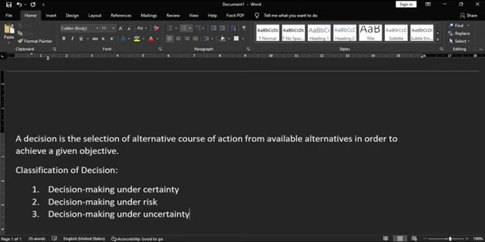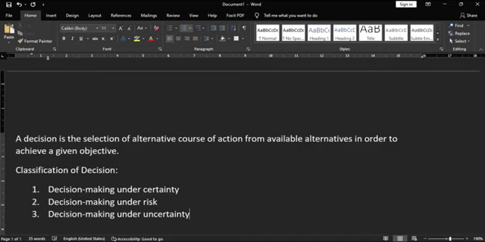Let's start with the decision making under certainty. Here, it is assumed that there is a single space, complete and accurate knowledge of the consequence of each event. A decision made with full knowledge of the occurrence of an event is said to be a decision under certainty.